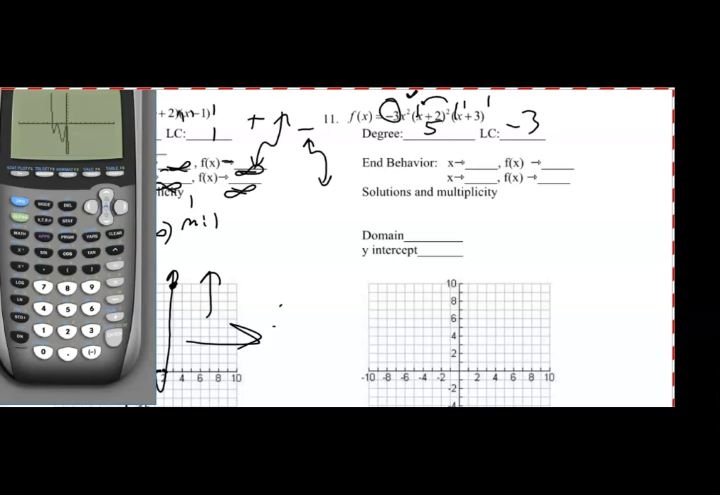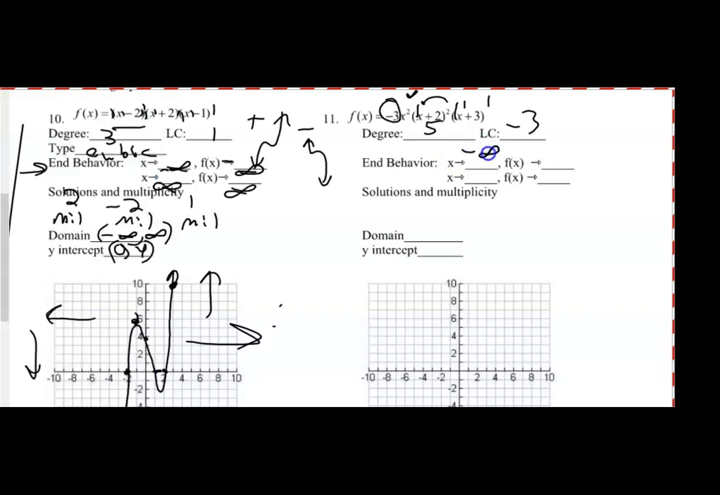Now you can look at this one right now before we even graph it and say, what's the end behavior? Well, as it's going left, it's going up. So as it's going left toward -infinity, it's going up towards positive. And what's the opposite of that? As it's going right, it's going down.